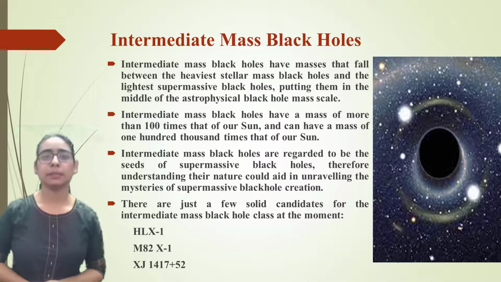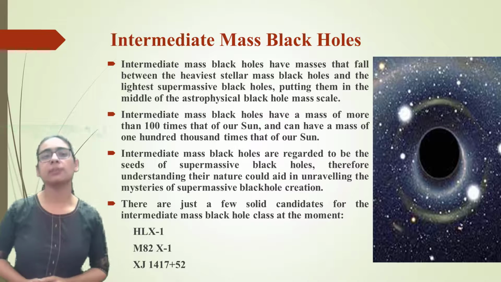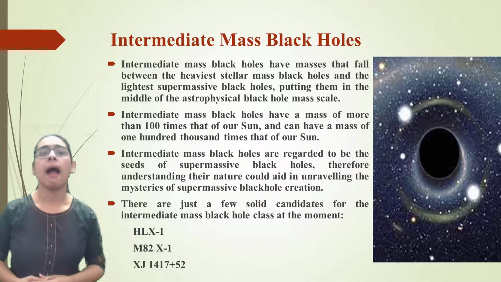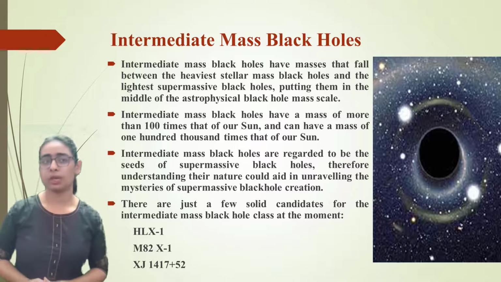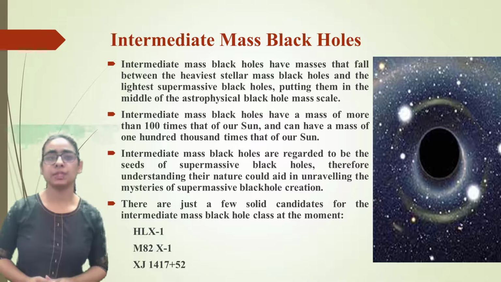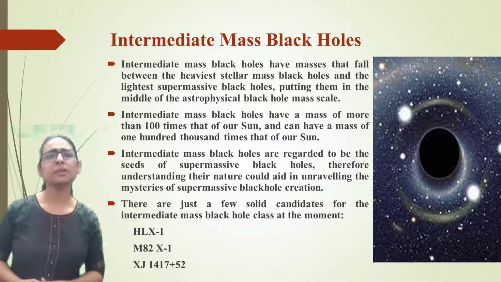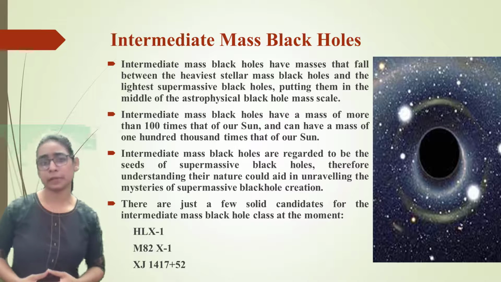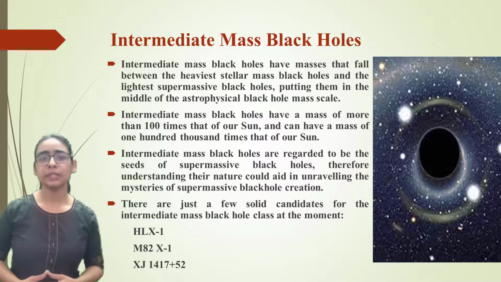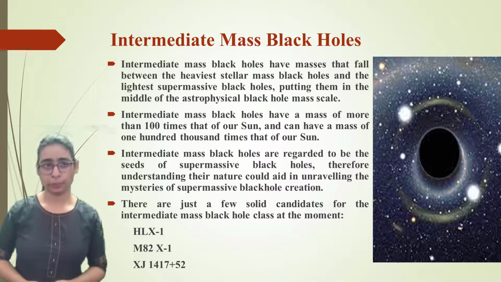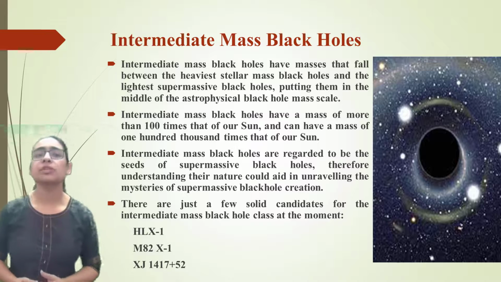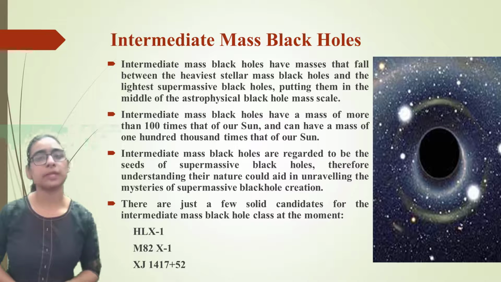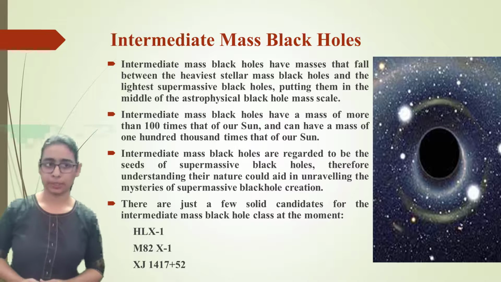Now, intermediate mass black holes. Intermediate mass black holes have masses that fall between the heaviest stellar mass and the lightest supermassive black holes, putting them in the middle of the astrophysical black hole mass scale. Intermediate mass black holes have a mass of more than 100 times that of our Sun. Because of the death of the star in our universe today, they are assumed to be too large to form. As you can see, there are just a few solid candidates for the intermediate mass black hole class at the moment.